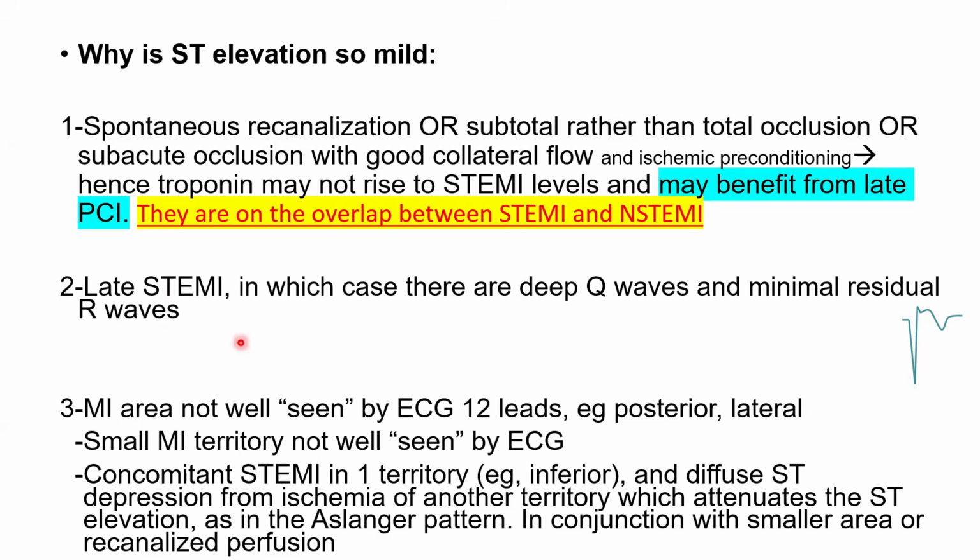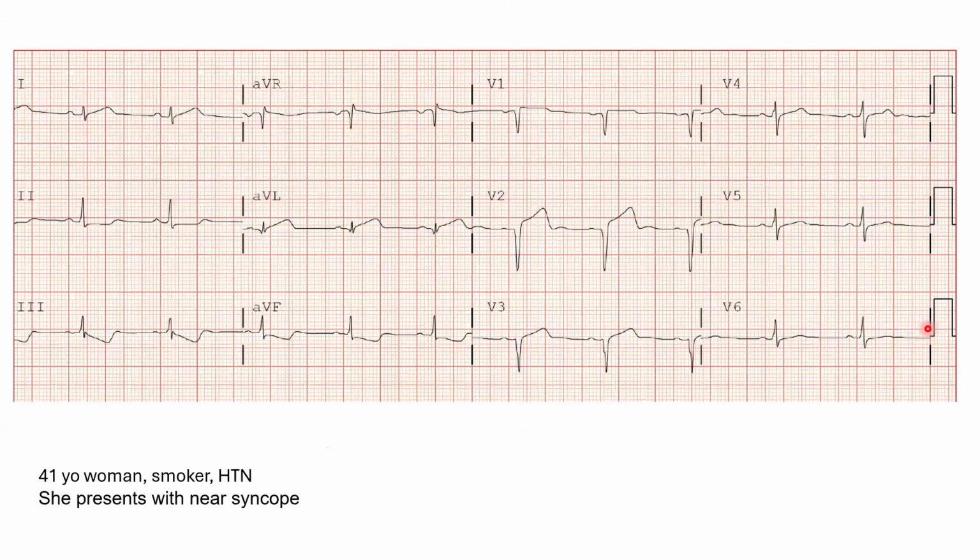Another explanation why ST elevation is mild is late STEMI, in which case the EKG pattern would be like this. You will have deep Q wave with minimal residual R wave. So that's another case of subtle STEMI. This is such a case where you have mild ST elevation, but with deep anterior Q wave, and you have reciprocal ST depression. You have also mild ST elevation with a shrinking QRS in leads 1 and AVL that also suggests STEMI.